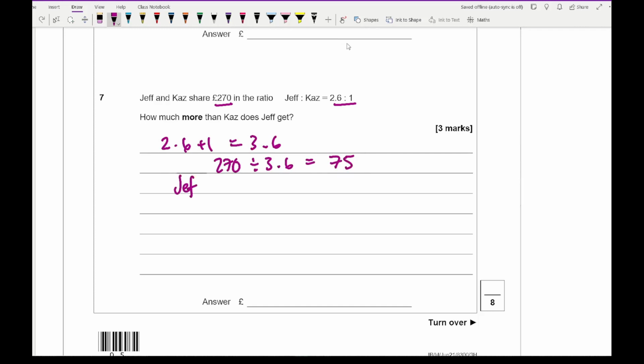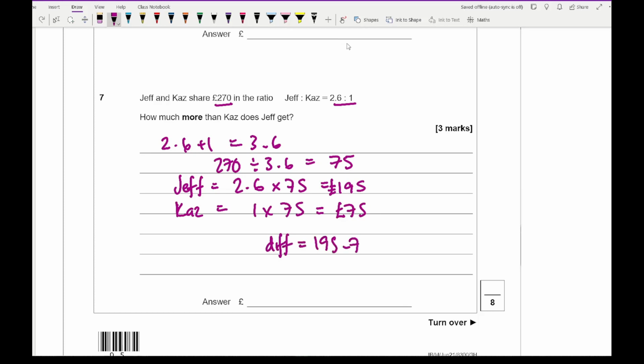So then Jeff is going to have 2.6 times 75, which gives me an answer of £195. And Kaz is going to have 1 times 75, which is £75. So then we need to work out the difference, which is 195 minus 75, which gives me an answer of 20.